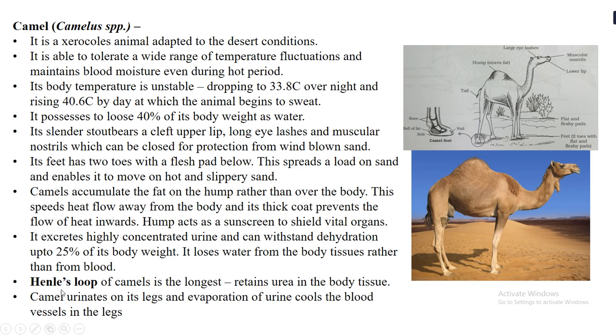Then the Henle's loop of the camel is the longest. It is there to retain the urea in the body tissue. Camel urinates on its legs. While urinating, the camel makes sure that it urinates on its own leg, so that evaporation of the urine gives coolness in the blood vessels of the animal's leg. Okay, so this is about the camel.